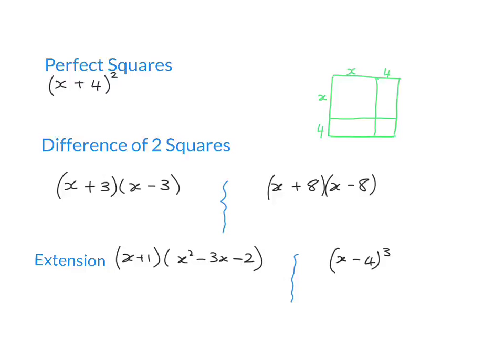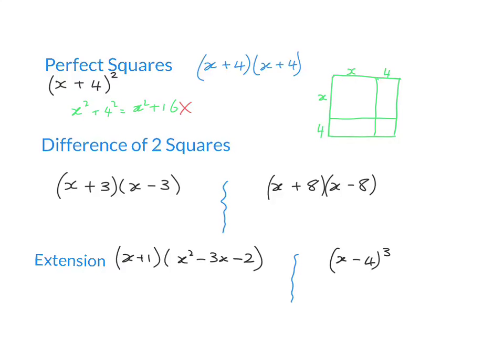Now the mistake is that some people think, well, that's going to be an x squared and a 4 squared, so that's going to be x squared plus 16. But that's wrong. If you look at this carefully, x plus 4 squared is going to be x plus 4 in brackets multiplied by another x plus 4.